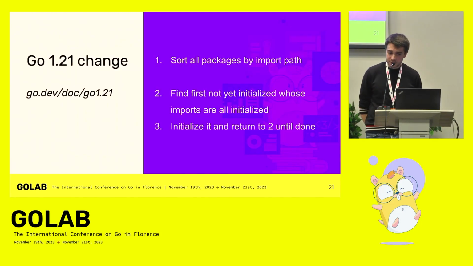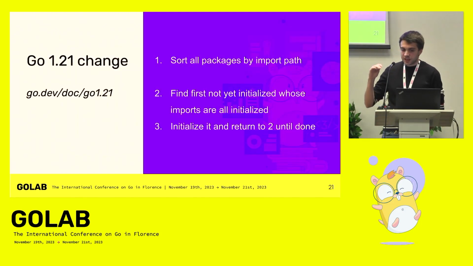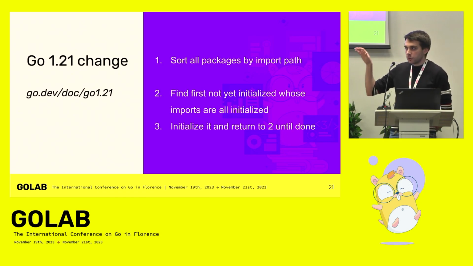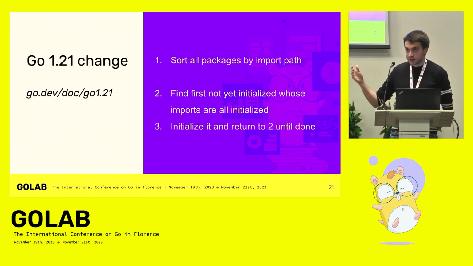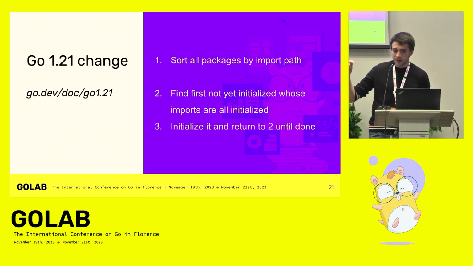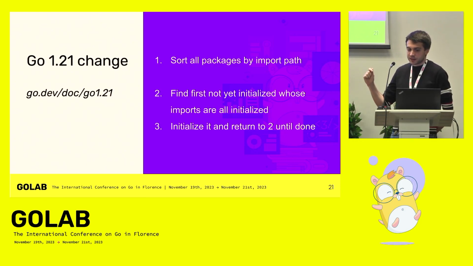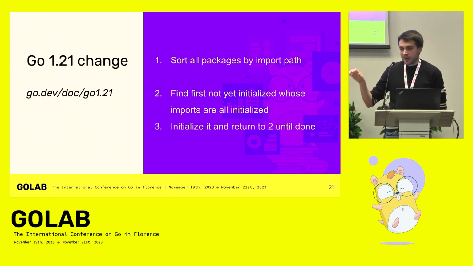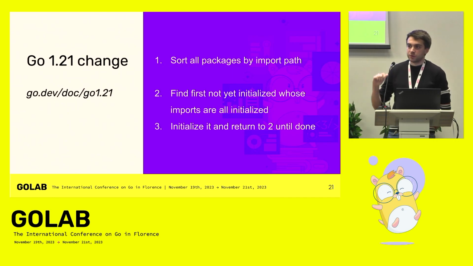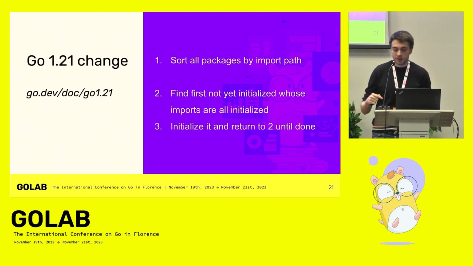Go 1.21 changed this. The first step is that in your whole binary, it sorts all the packages by import path, so lexicographically, and then it enters a loop. It finds the first package that's not yet initialized, whose imports are all initialized, initializes that one package, and goes back to step 2. So it's an iterative process, right?